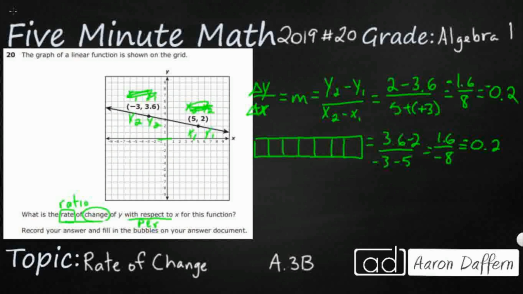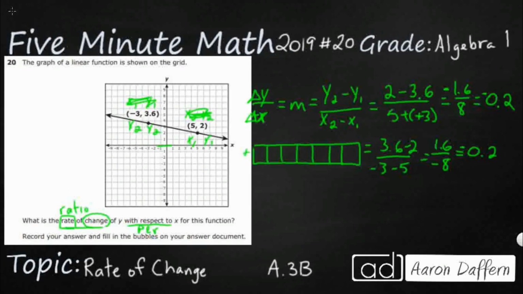So what we're going to do is just put negative 0.2. You could move it over to the left if you really want to, right? So you need to make sure you grab that negative symbol. And then your 0, you get your decimal, and then your 2. And just make sure you bubble those in. And our answer is negative 2/10, or negative 0.2 is our answer.